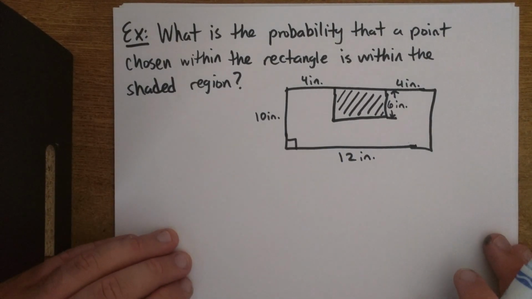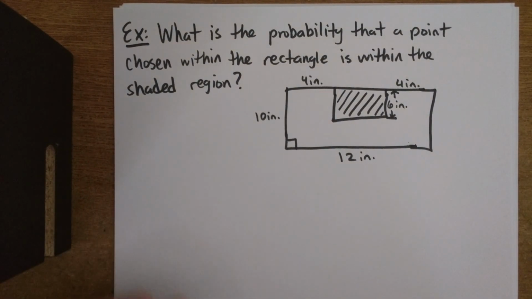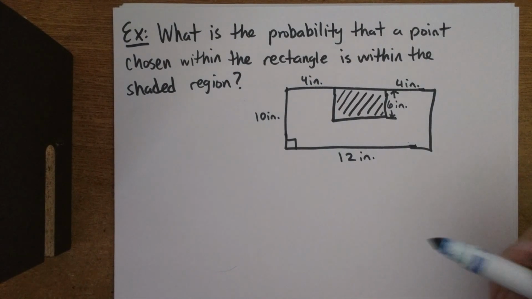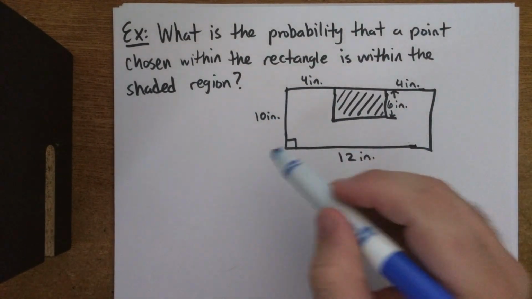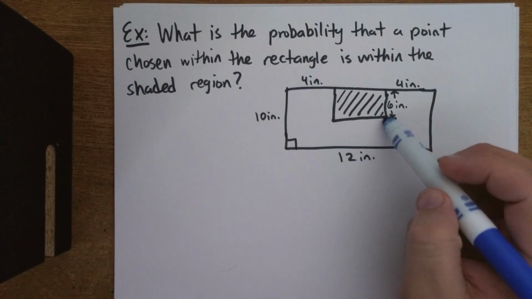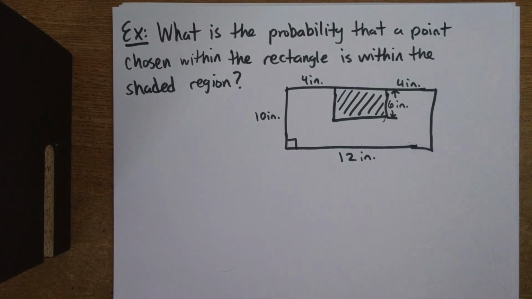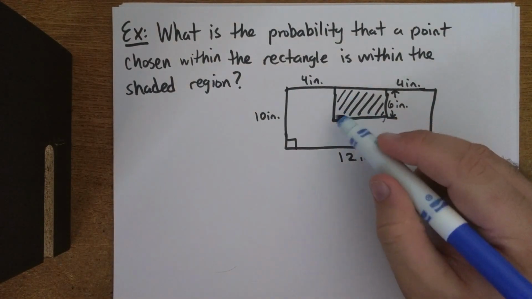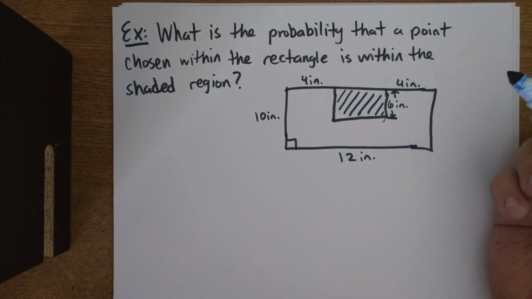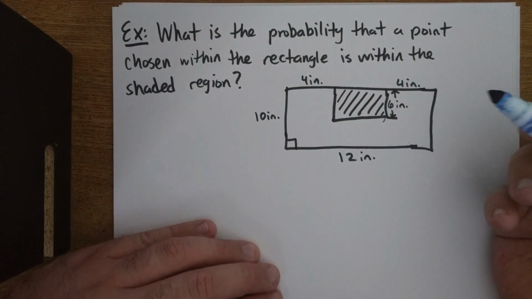Go ahead and copy this down. This one says, what is the probability that a point chosen within this rectangle is within the shaded region? So you have the big rectangle, and then you have the shaded region that's inside the rectangle. So what do we need to do? Well, how much of this rectangle does the shaded portion take up, area-wise? So this is basically an area problem.